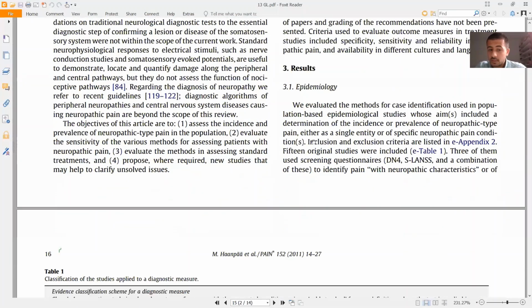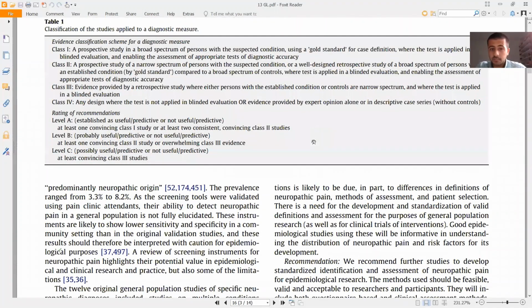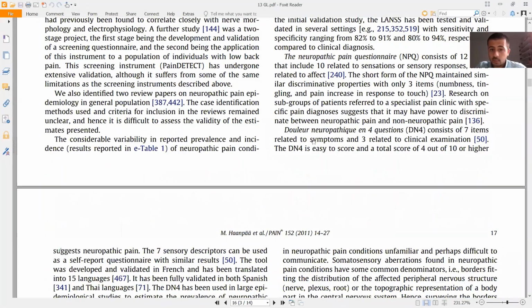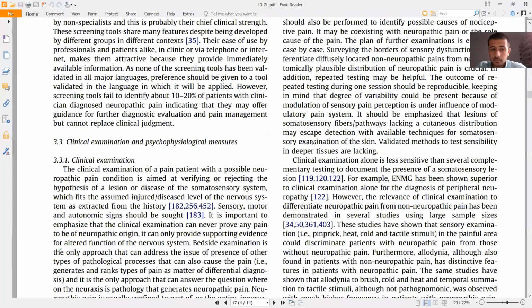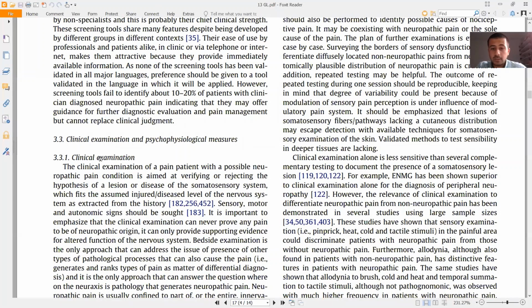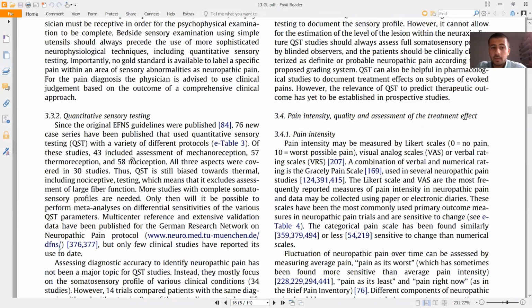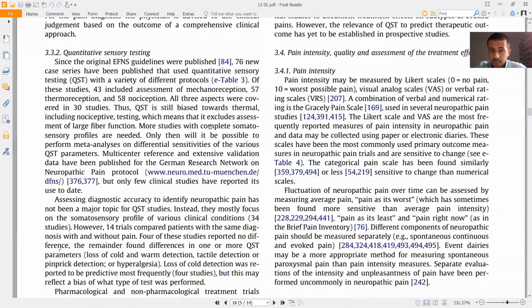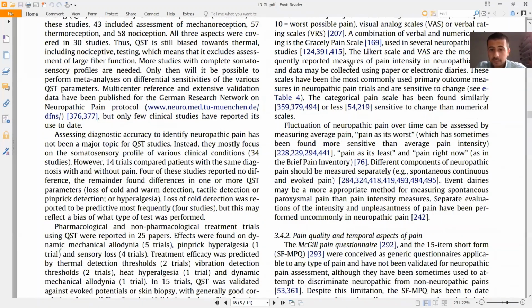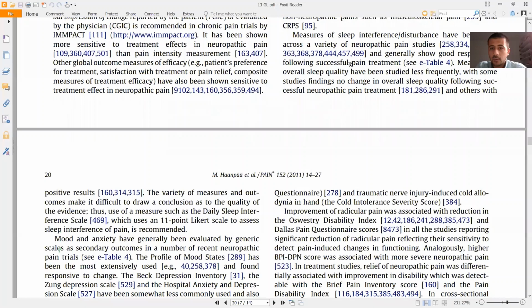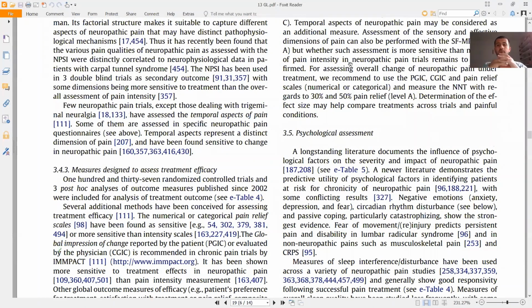We have the results, epidemiology, screening tools, clinical examination, quantitative sensory testing, pain intensity. What is the link between everything I've talked about? They are all diagnostic outcomes.